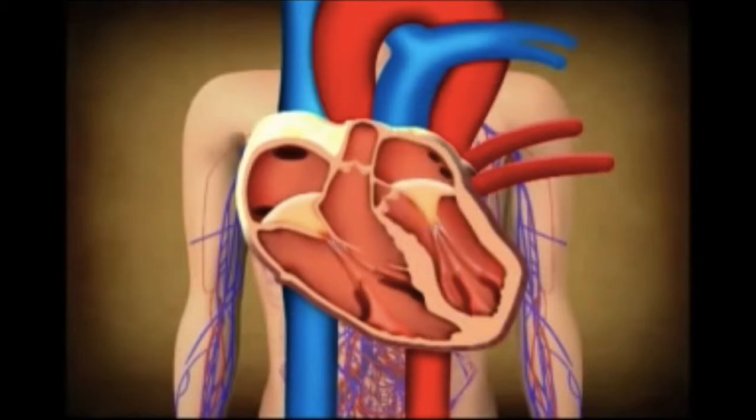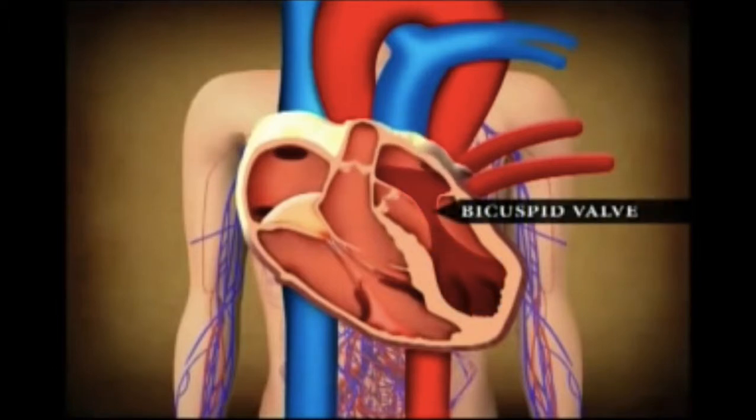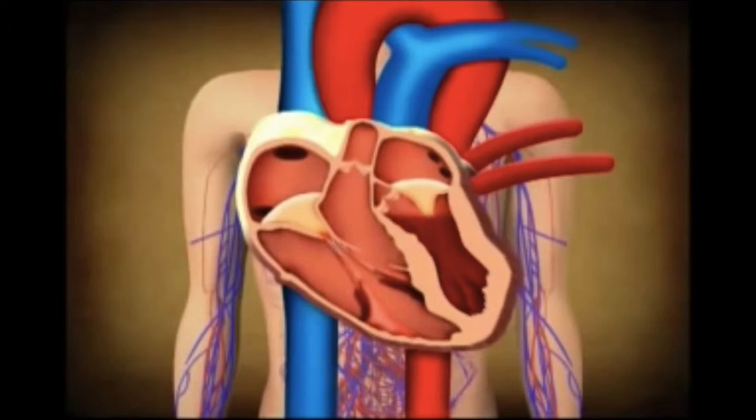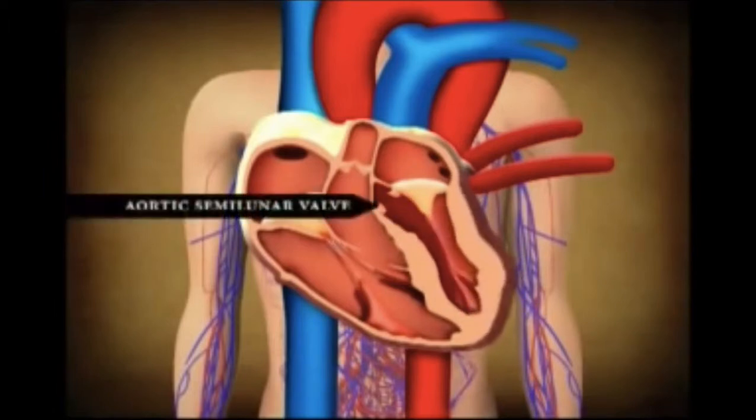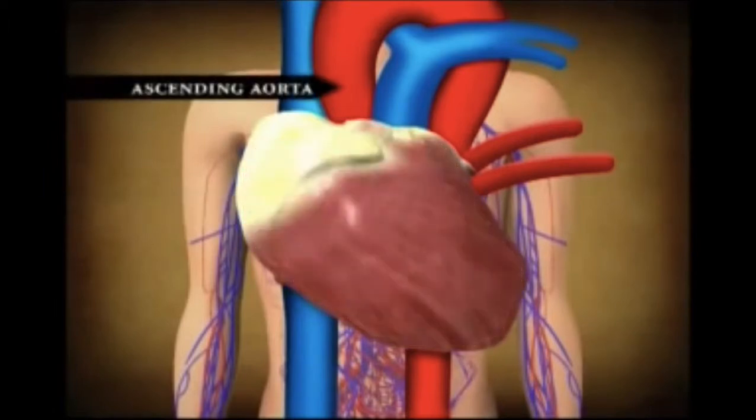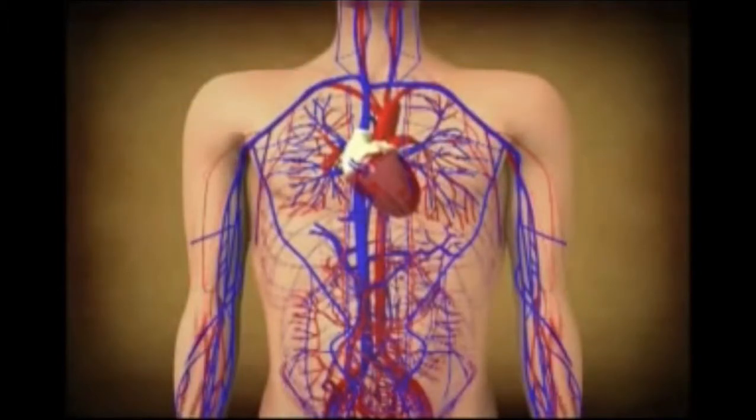A similar cycle occurs on the left side of the heart. Here, the left atrium accepts oxygenated blood returning from the lungs. When it contracts, blood passes through the bicuspid valve into the left ventricle. The left ventricle then contracts, pushing the blood out through the aortic semilunar valve into the ascending aorta. From there, it's distributed throughout the body.